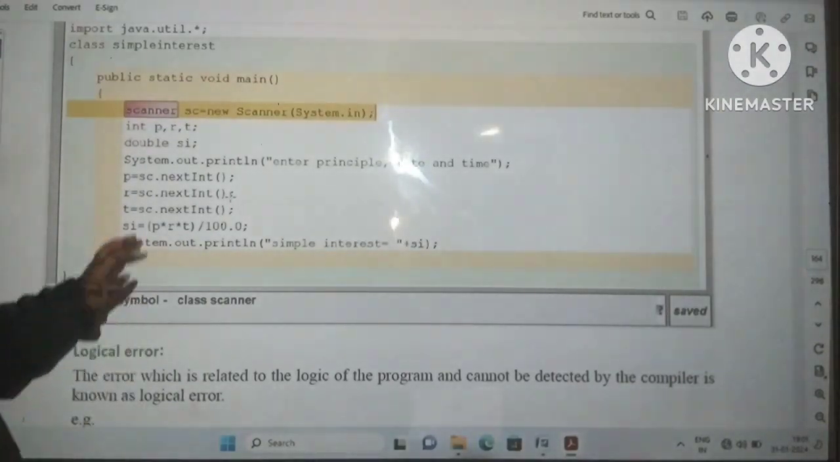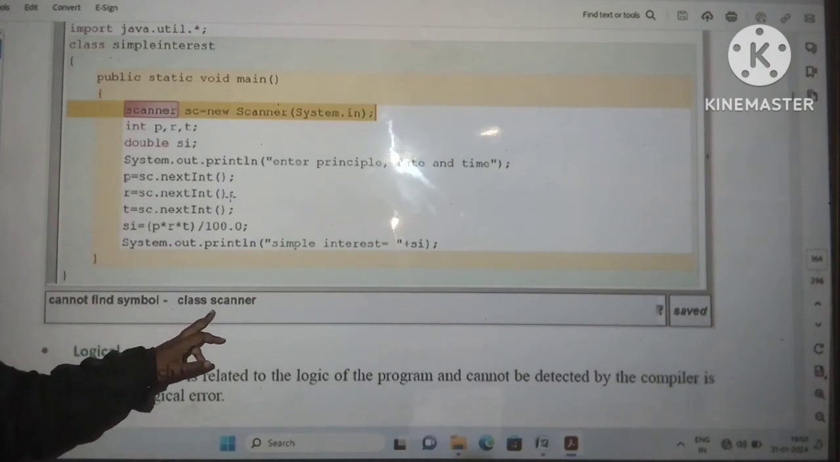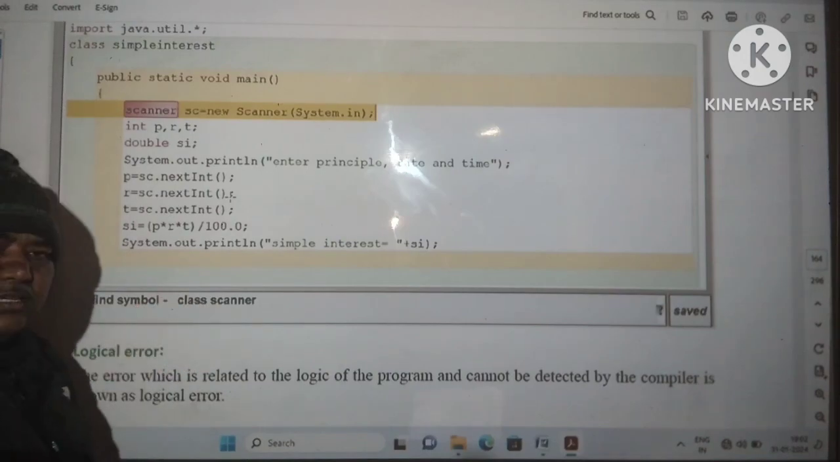Then see here, Scanner should be written with a capital S. It is an inbuilt class. I have written a small s, so it says cannot find symbol class scanner. It is also writing small s over here. So this is also a syntax error.